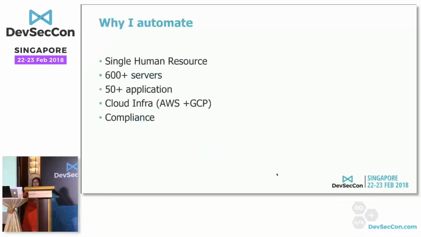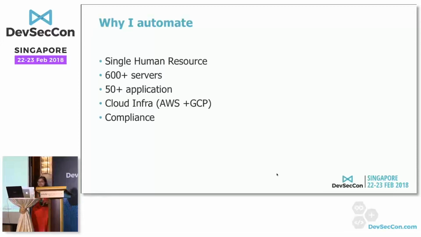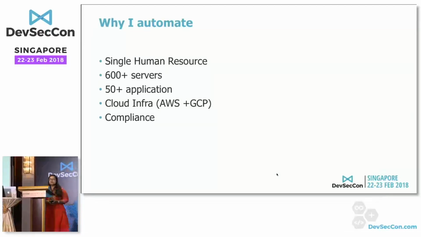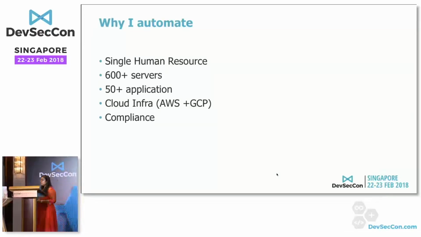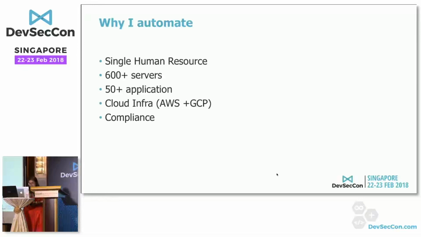Yeah, as I said, why I automate, because I was a single human resource. Later on my colleague Suraj joined me, and at that time it was 600 plus servers, but right now it's 1500 plus servers, 50 plus applications. We had cloud, and yes, we have to get ISO 27001 certified to get our business done. So we have to make sure that we are secure and we could prove it to the compliance team that we are maintaining our ISO and ISMS standards. And that's how the journey begins.